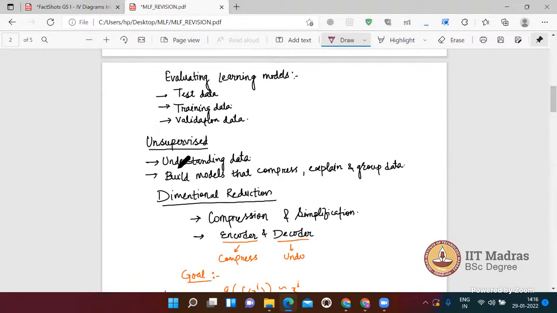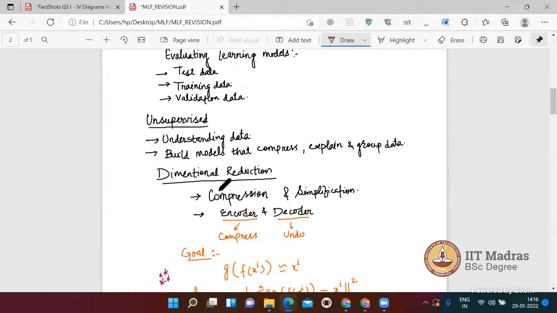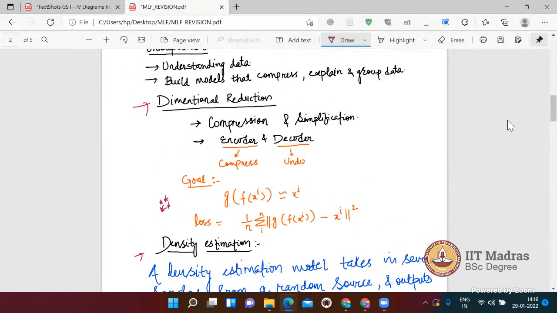In unsupervised learning, you simply have to understand the data and then build a model that will compress, explain, and group the data. We learned mostly about dimensionality reduction and density estimation in the first week. Dimensionality reduction is a technique of compressing and simplifying the data. The encoder helps us compress the data. If you have millions of features, we can compress them, and with the help of the decoder we can undo those things.